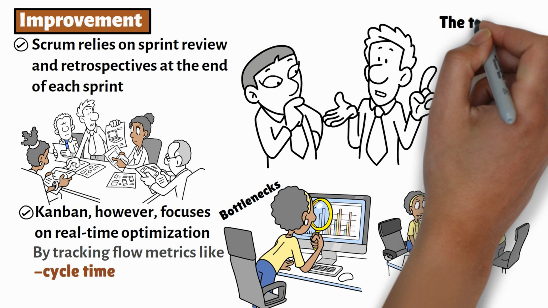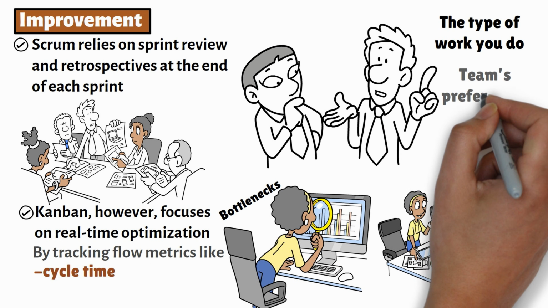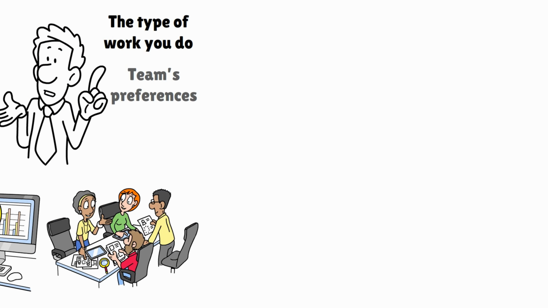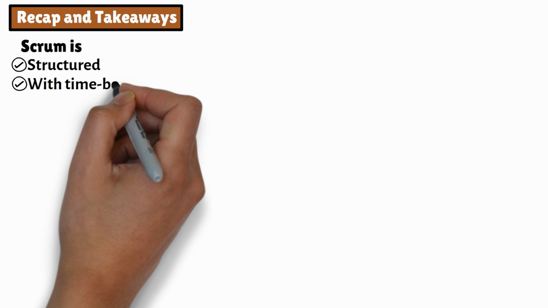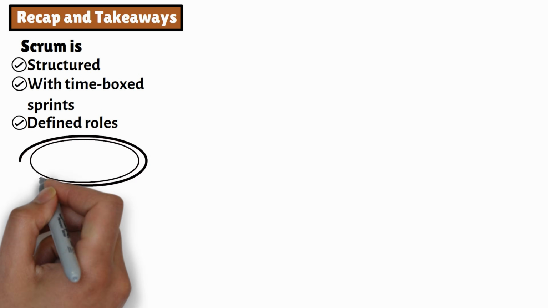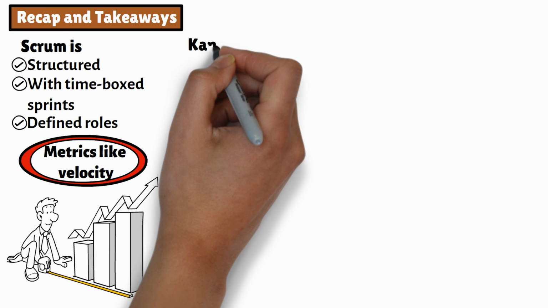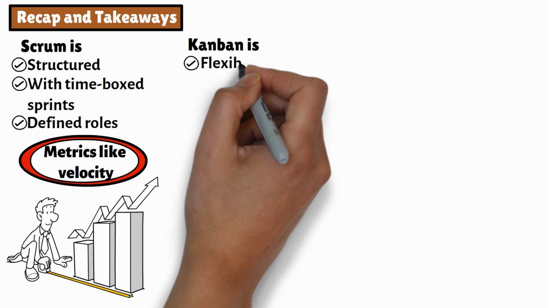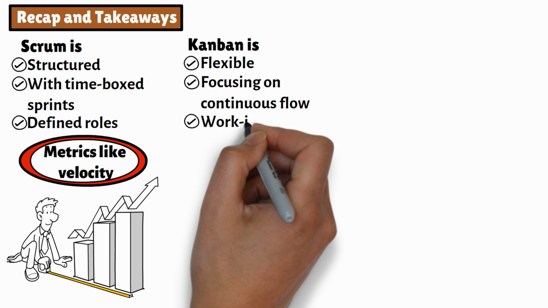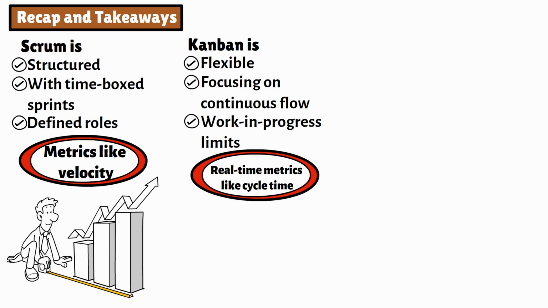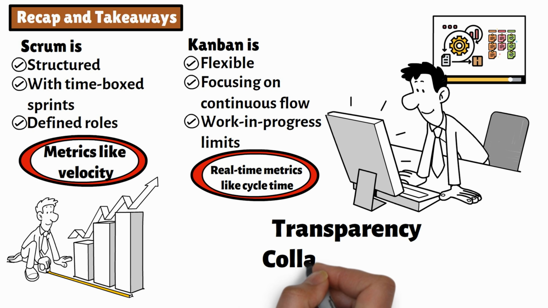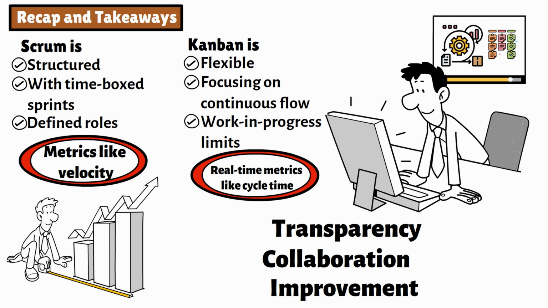The choice between the two often comes down to the type of work you do and your team's preferences. Let's quickly recap. Scrum is structured, with time-boxed sprints, defined roles, and metrics like velocity to guide progress. Kanban is flexible, focusing on continuous flow, work-in-progress limits, and real-time metrics like cycle time. Both frameworks emphasize transparency, collaboration, and improvement.